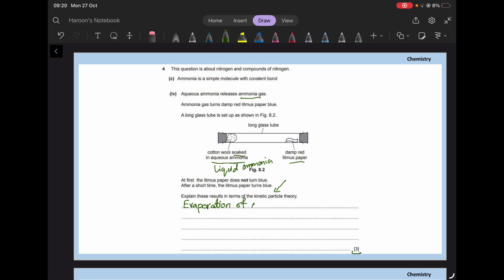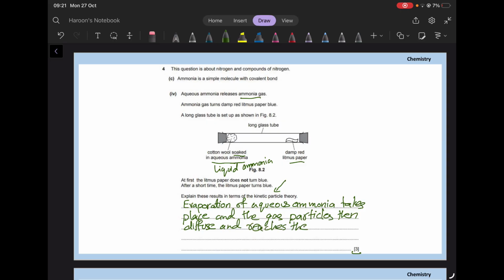Evaporation of aqueous ammonia takes place, and the gas particles then diffuse and reach the damp red litmus paper.